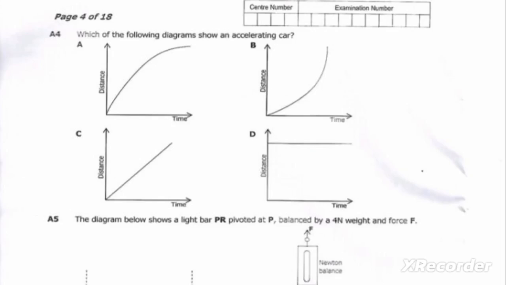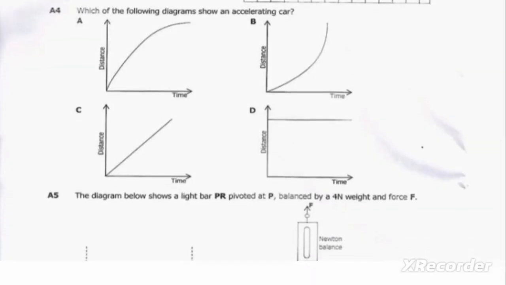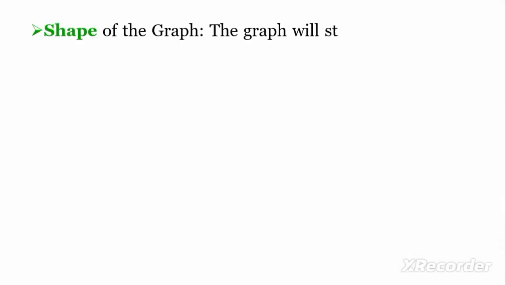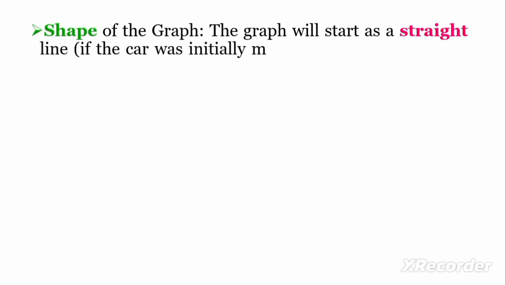We move to the next question, which is question A4. Which of the following diagrams show an accelerating car? Before we answer this question, we need to understand the shape of the graph. Let us discuss the shape of the graph.